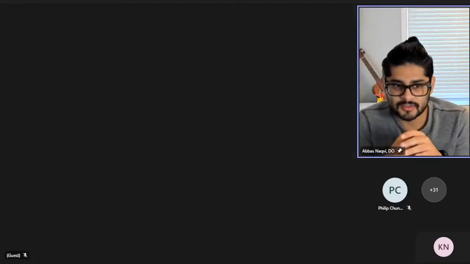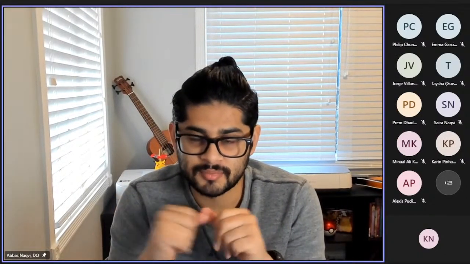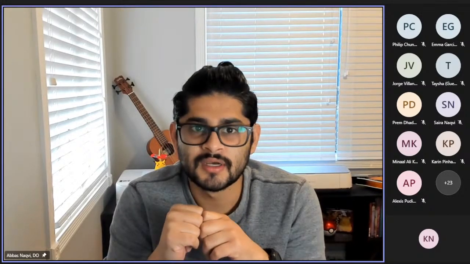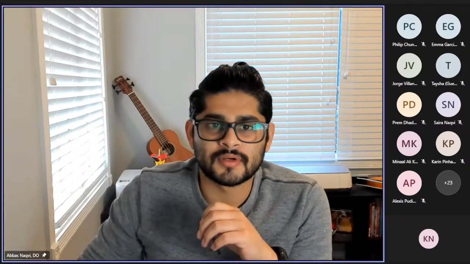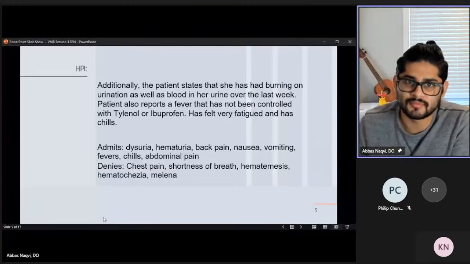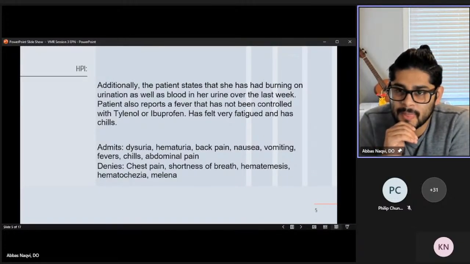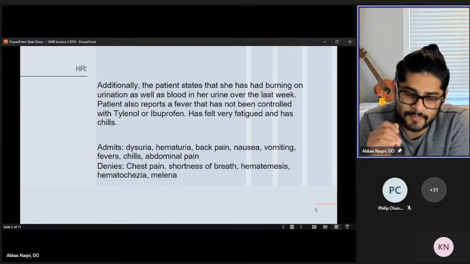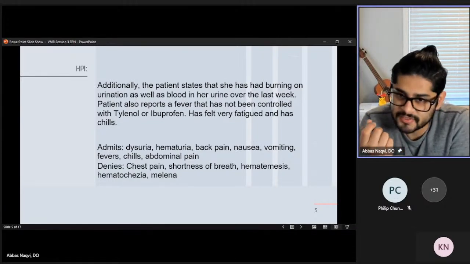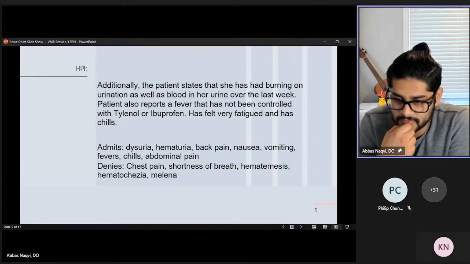I'm not going to show it on the actual screen because it is a little graphic. Oh, my PowerPoint stopped presenting. Okay, so I'm not going to show it on the screen because it's a little graphic, but I will have you guys Google it yourself. It's kind of like a tar. It's very sticky, and it has a very distinct smell if you ever smell it in the future.